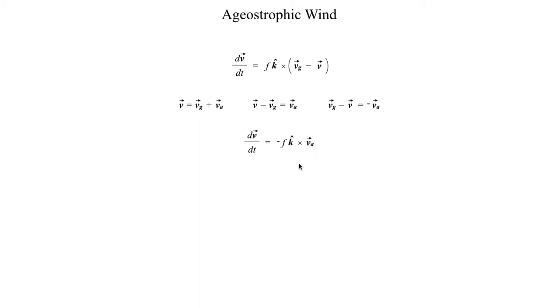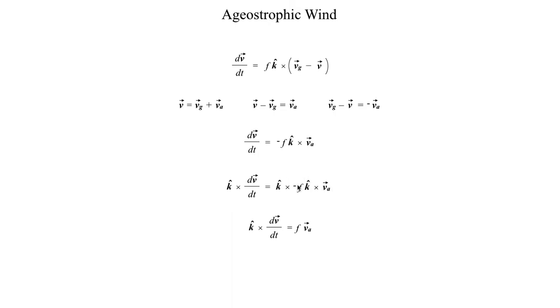And if we want to solve for the ageostrophic component, we go through a similar procedure that we did with geostrophic wind, where we have to k hat cross both sides and employ that nifty little vector identity. And when we do that, we get something that looks like this. So again, k hat cross some vector is just equal to the negative of that vector.